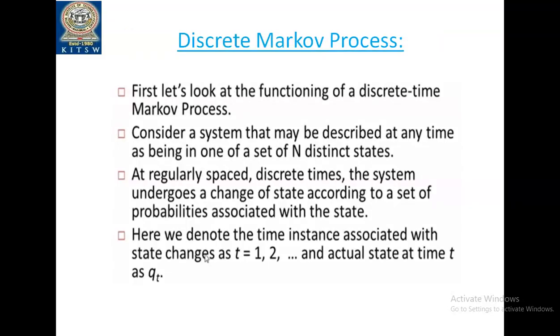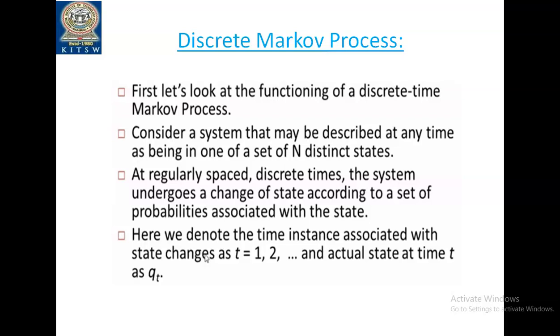Alright, so what do we mean by a discrete Markov process? First let us look at the functioning of a discrete time Markov process. We need to consider a system that may be described at any time as being in one of a set of N distinct states. At regularly spaced discrete times, the system undergoes a change of state according to a set of probabilities associated with the states. We denote the time instances associated with the state changes as t equal to 1, 2, and so on, and the actual state at time t as qt.